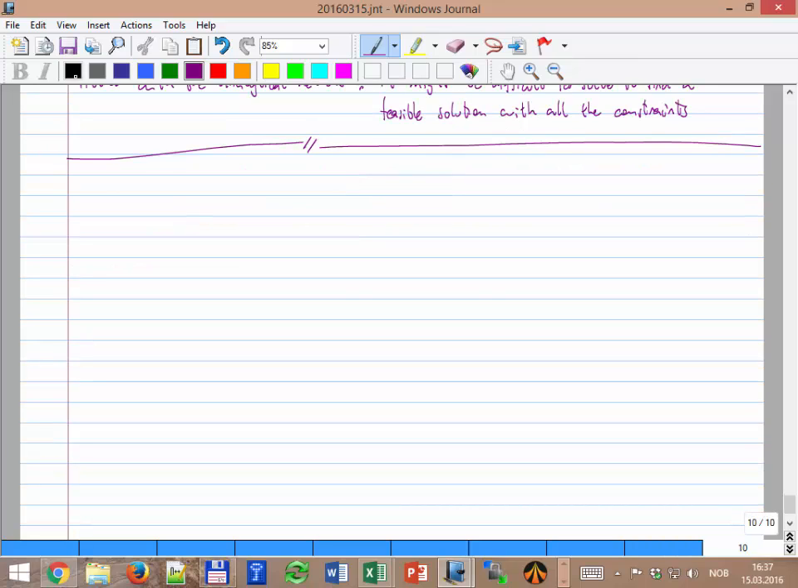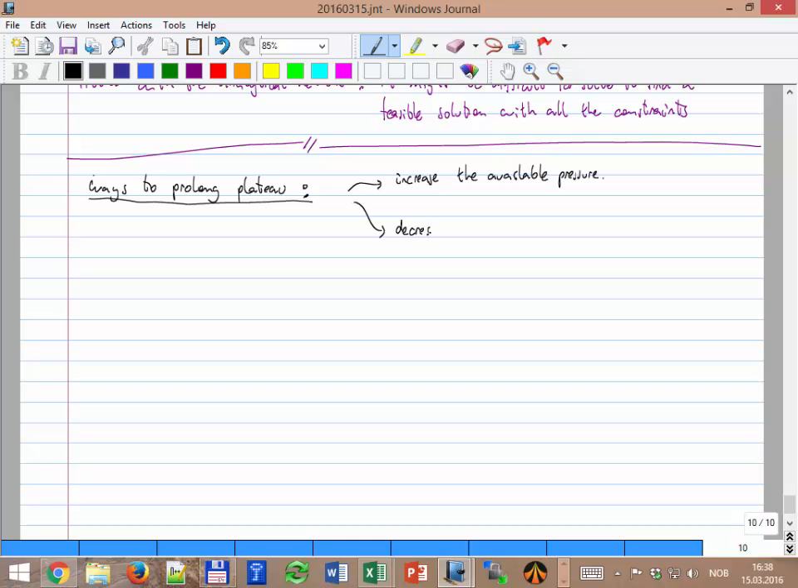Okay. So let's talk about, we had a discussion pending on production, ways to prolong the plateau. Okay, we had this discussion pending. So we can do two things basically. We can increase the available pressure, sounds very simple, and we will see now what it entails, or we can decrease the required pressure.